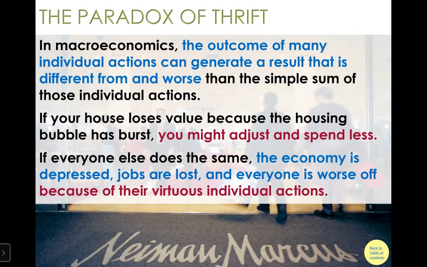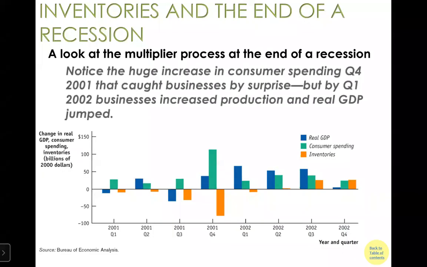So to summarize, if everyone else does the same, the economy is depressed, jobs are lost, and everyone is worse off because of their virtuous individual action. In other words, at the individual level, it is optimal, but when everyone does the same thing and we add them together, that becomes a disaster.